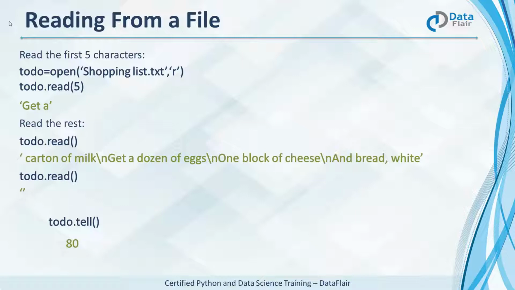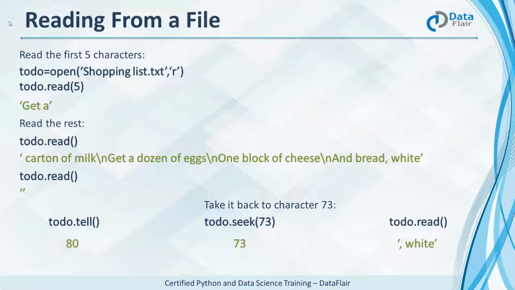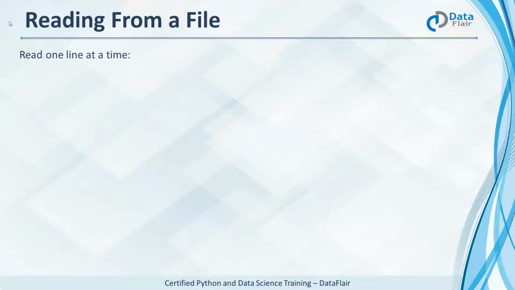The tell method tells us where the pointer is. It is at character 80. Seek takes in a value and sets the pointer to that position. This one takes it back to character 73. Now, reading it still has something to print. Let's assume we're at the beginning of the file again.